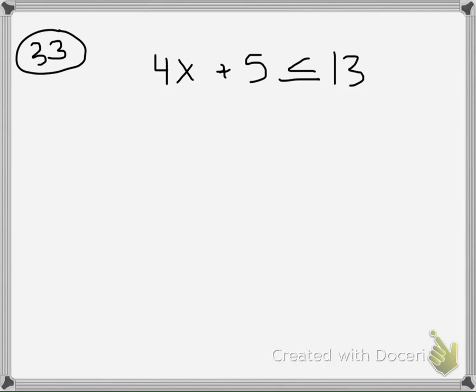Okay, 33. This reads 4 times x plus 5 is less than or equal to 13. Okay, so I'm going to solve for x. I have to get rid of what's being added or subtracted on the x side first, so get rid of the 5.